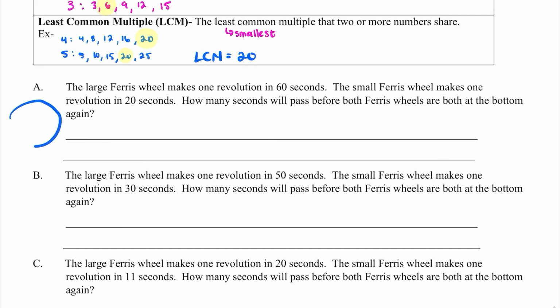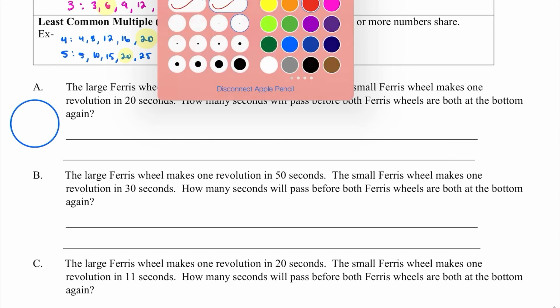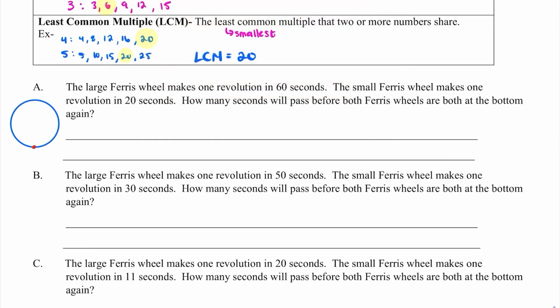Bear with me here. We have a Ferris wheel. You start at the bottom and get onto the ride. When they say 1 revolution, they're talking about how long it takes you to go all the way around and end up at the bottom again. So we'll say that this is one revolution. How long does it take you to go all the way around the Ferris wheel?